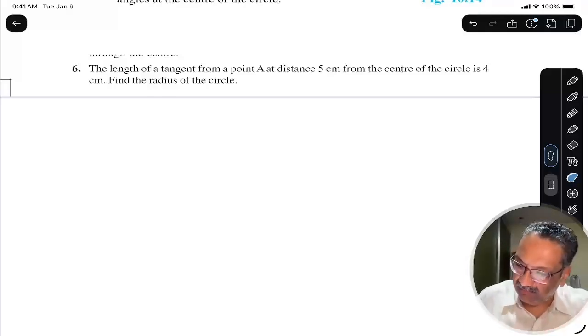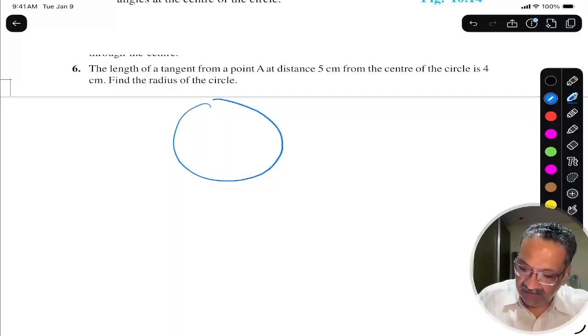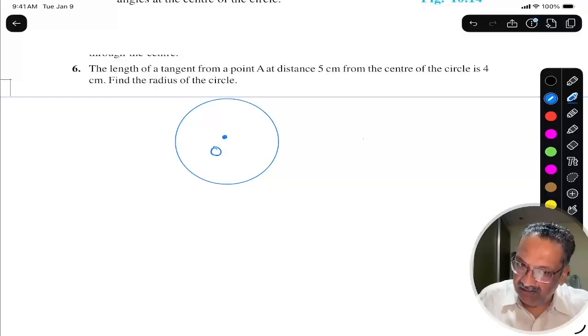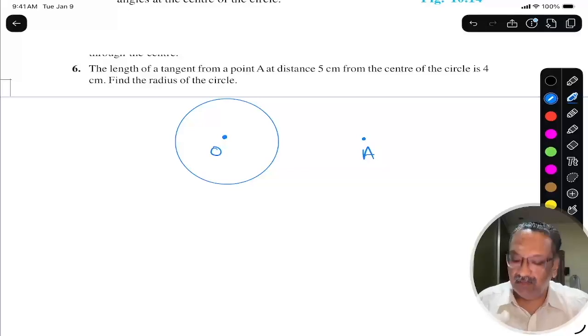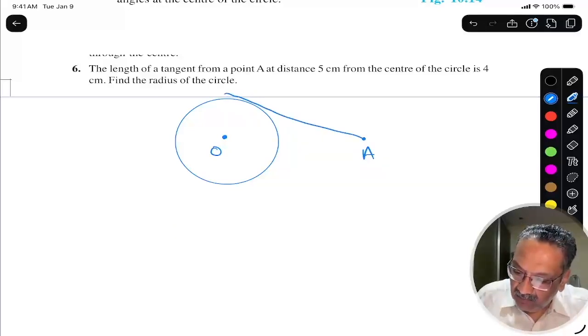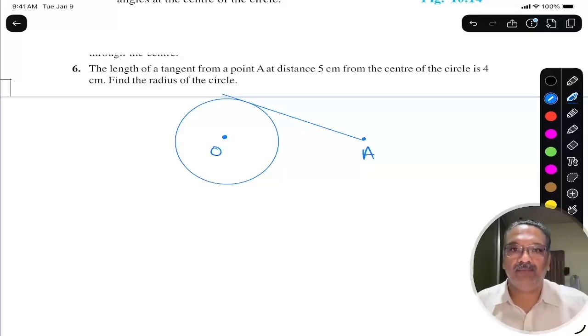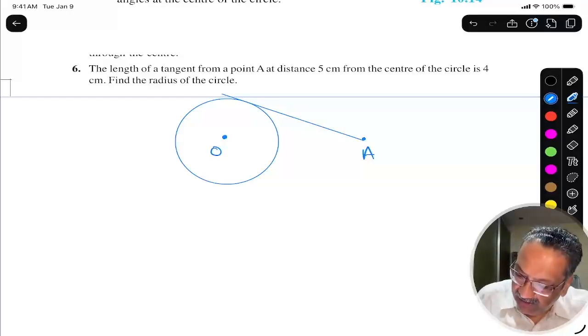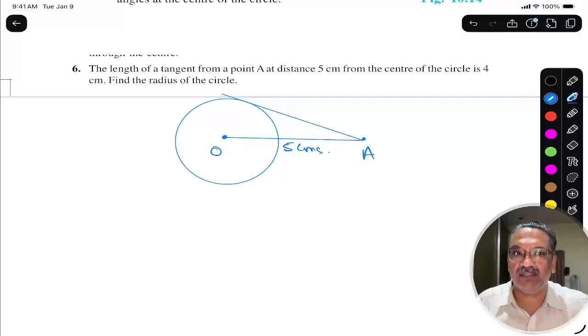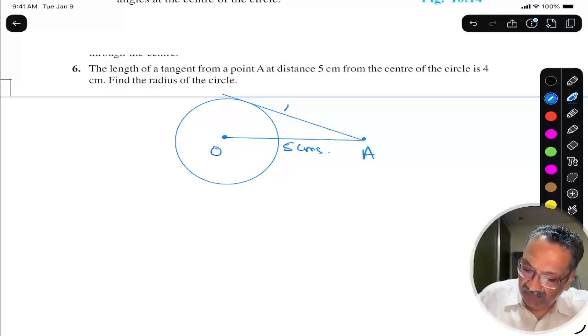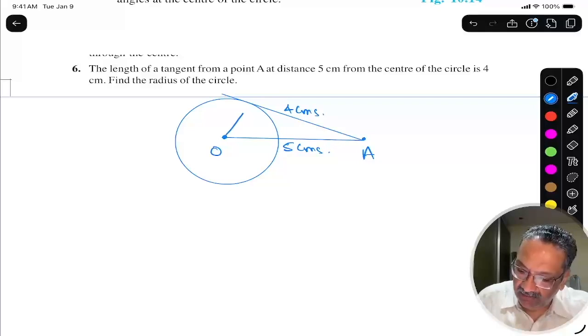Okay, let's draw the circle, you will understand better. Okay, so first in a book, this is the circle. There is one center, I will call this O, and there is one point A. See, there is a tangent from A. Now what he says is the length of a tangent from a point A at distance 5 centimeter from the center of the circle. So A is at a distance of 5 centimeters from the center of the circle, and 4 centimeters is the length of the tangent. Now you have to find the radius.